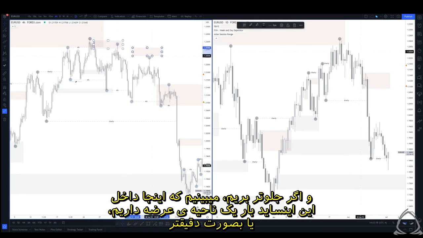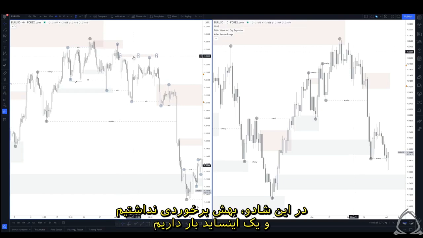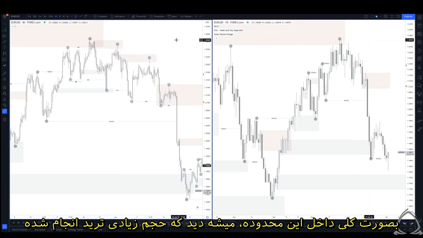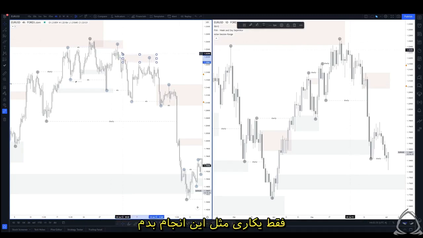And what we can see if we just continue moving on is we have a supply zone right here within this inside bar, or even specifically in this wick. Doesn't quite get hit. We have an inside bar. So basically within this area, we can see that there was a lot of trading happening here. Just do something like that.